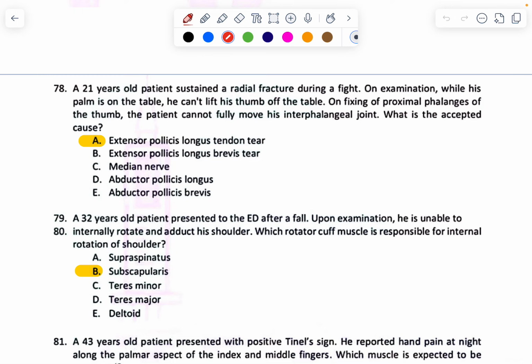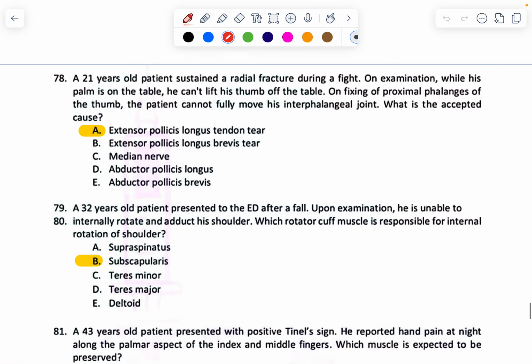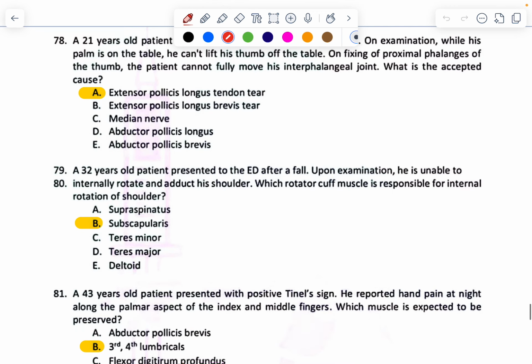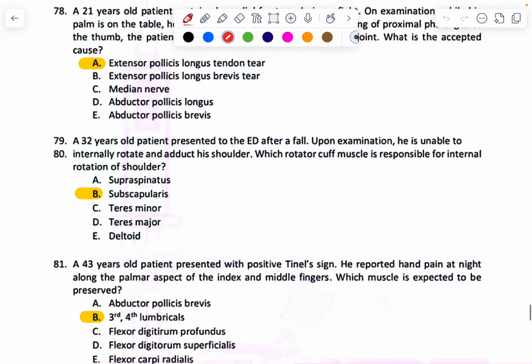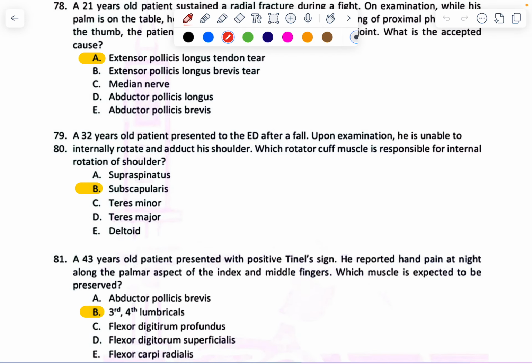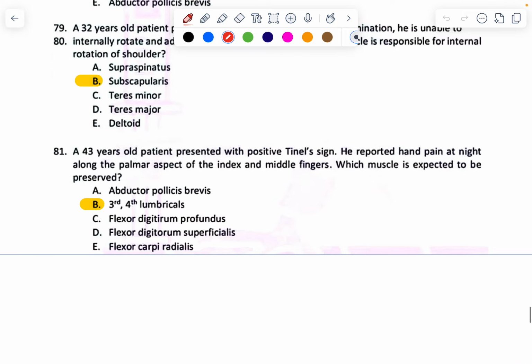A 43-year-old patient presented with positive Tinel sign, reported hand pain at night. Which muscle is expected to be preserved? Adductor pollicis. Okay, adductor pollicis is not given. So third and fourth lumbricals, they are supplied by the ulnar nerve.